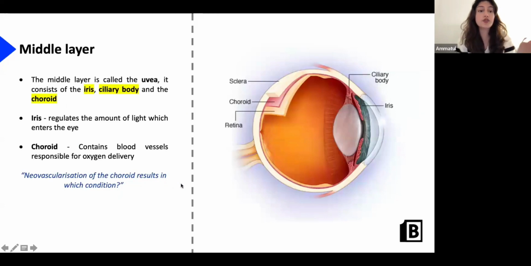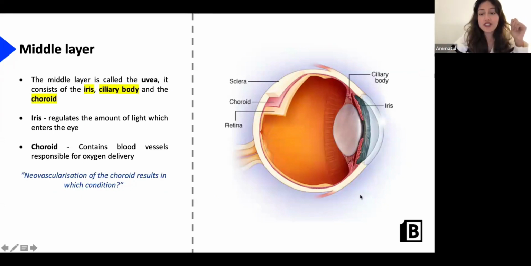Now we go on to the middle layer. The middle layer is called the uvea, and this was always very confusing when I was in uni because I would think of the uvea as a structure, but it's not. It's three different structures altogether, and it just consists of the entire middle layer, essentially.